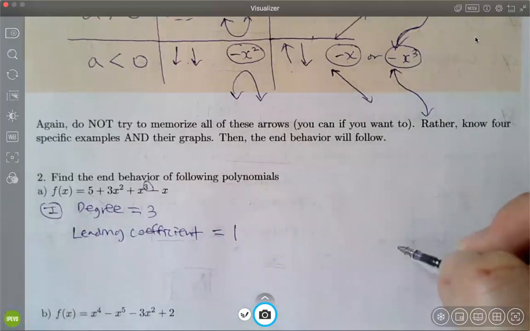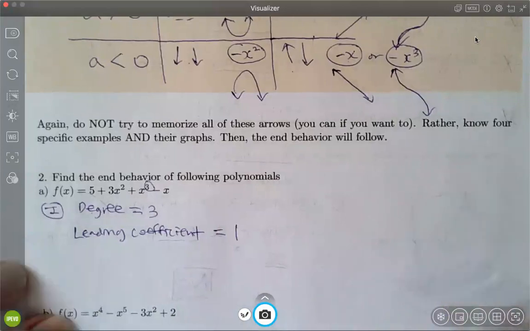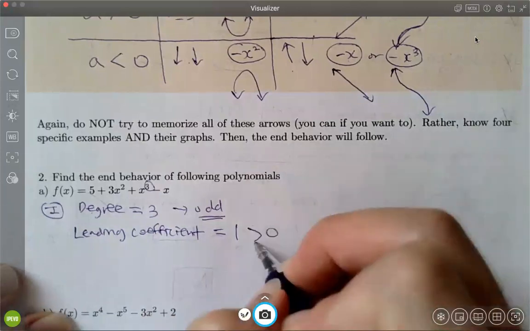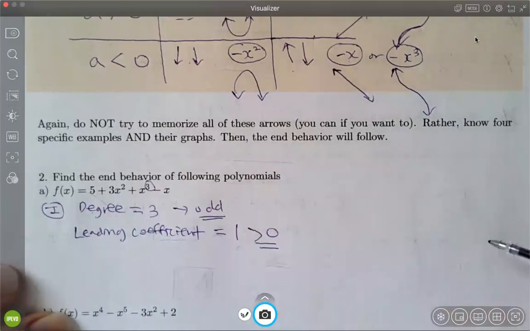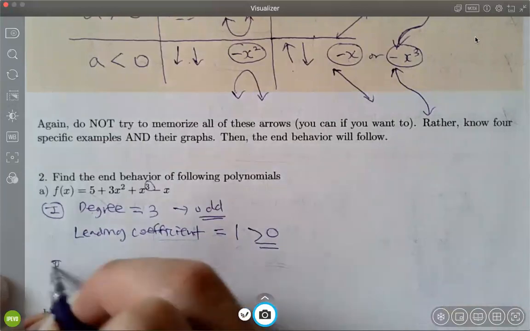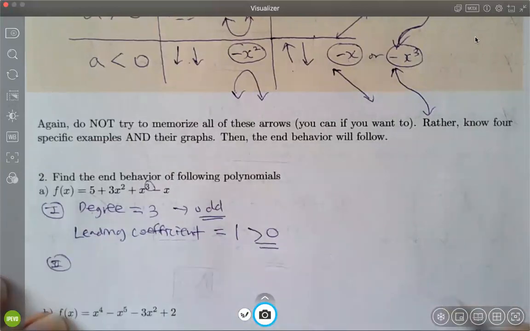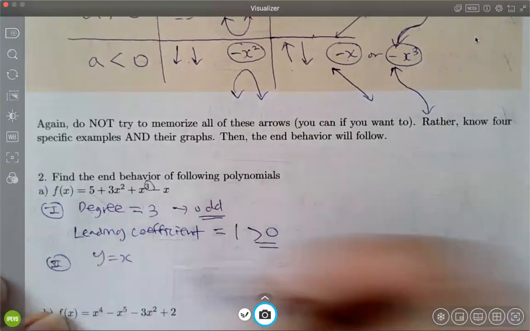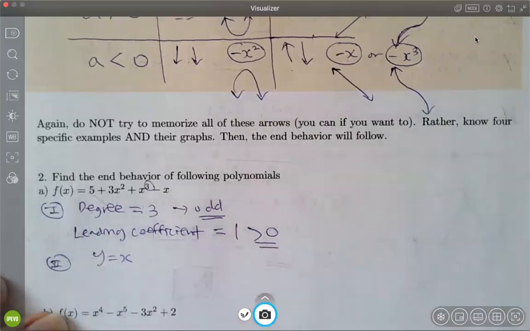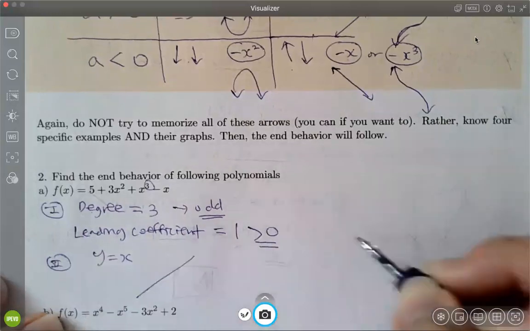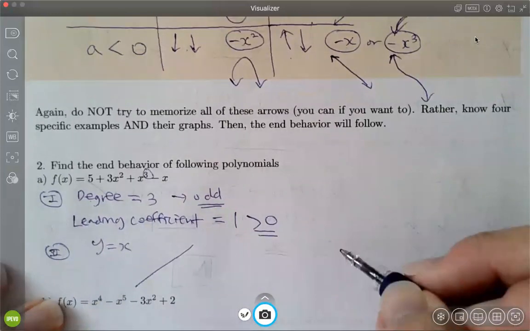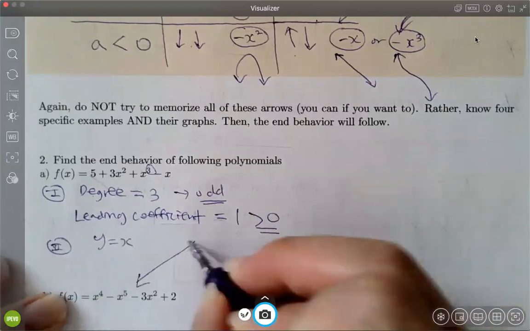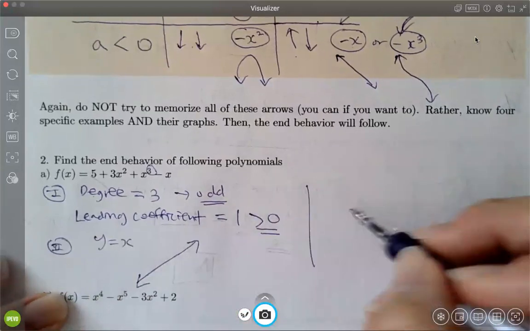So now the degree is 3, which is an odd number, and the leading coefficient is positive. So think about the specific function here. Odd degree and positive leading coefficient. What's an example? Like y equals x or x cubed, right? Whose graph is like this, an increasing line. So how does the end behavior look? The left hand going down, right hand going up. So what does that mean? It's this one.